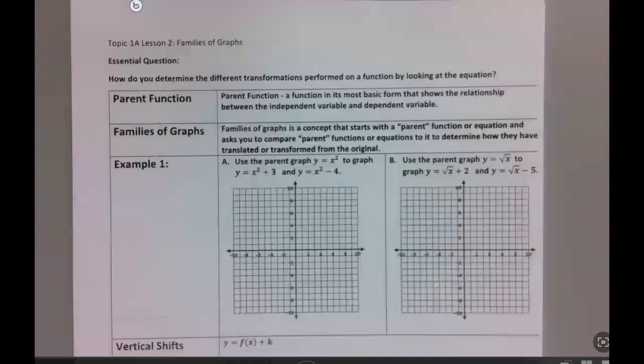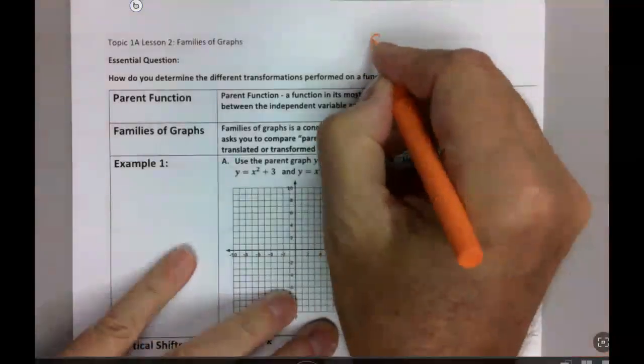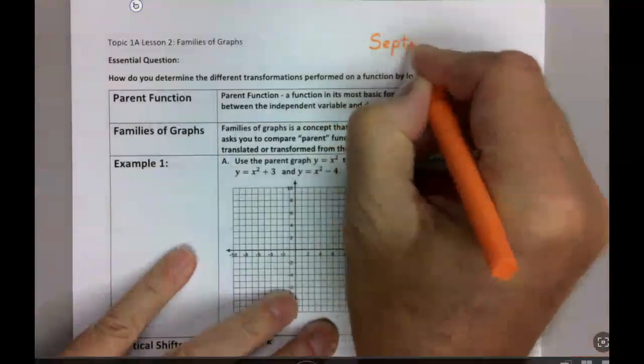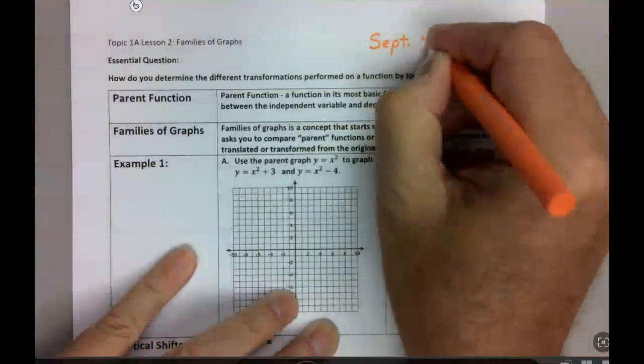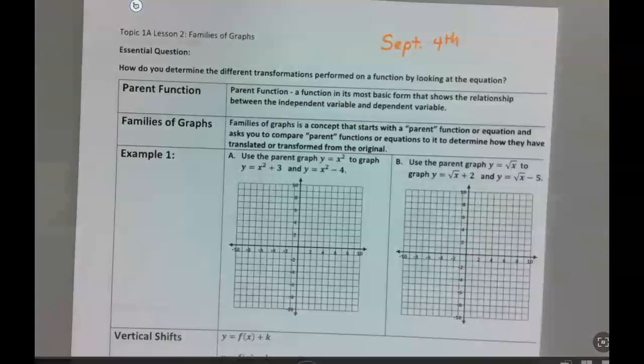Okay, so this is day 2, lesson 2. It's going to be a 2-day deal. We'll do a worksheet today, which I passed up the wrong one the first hour, so lesson learned. This is September the 4th, correct? Right. Okay, I gave you yesterday 7 parent functions, correct? You need to memorize those and how to graph them.